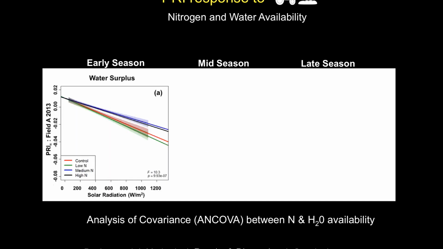So if we want to look at our PRI response to nitrogen and water availability, if we look back early in the season, and here, since theoretically the PRI should decrease with increasing solar radiation as that xanthophyll cycle interconversion occurs, all I have here is the response of PRI to solar radiation over our fertilizer responses early in the season, so during water surplus. You don't see a huge difference between the high and medium nitrogen and the low N and control plots, but you do see a bit of a deviation, and in fact a significant difference, between these low N plots and the high N plots.